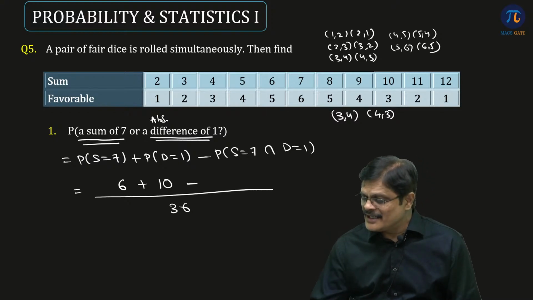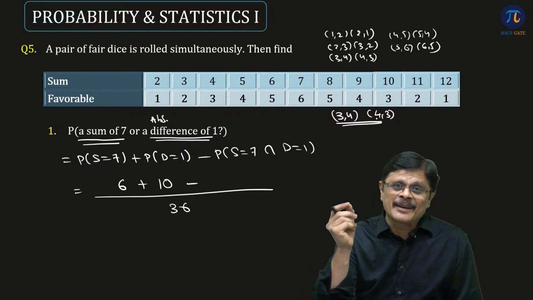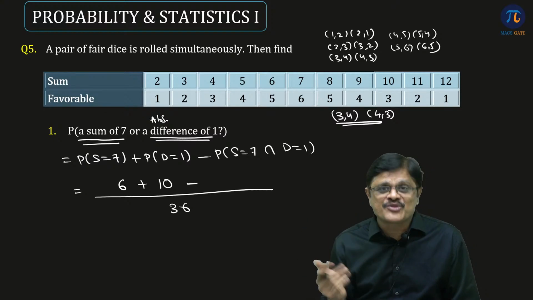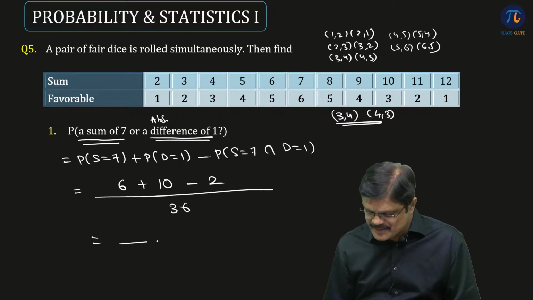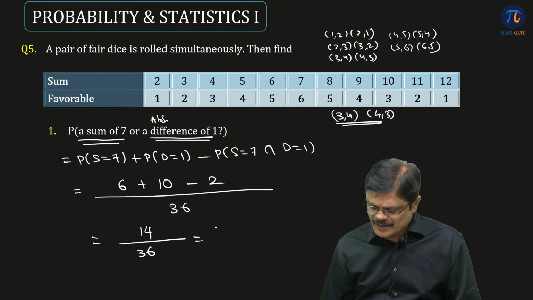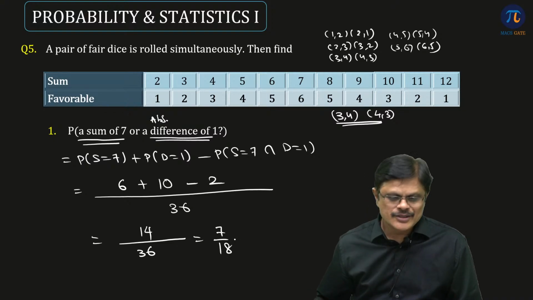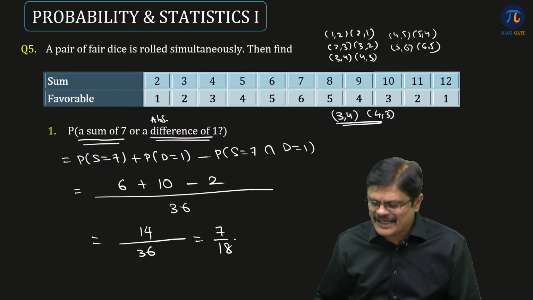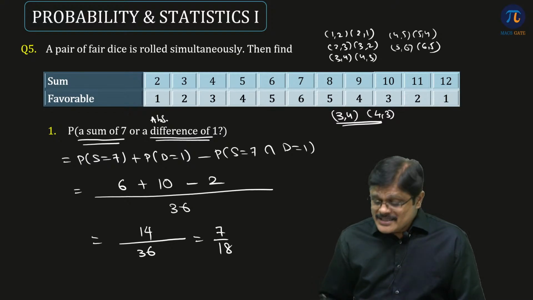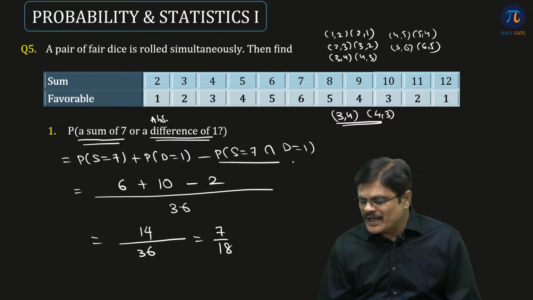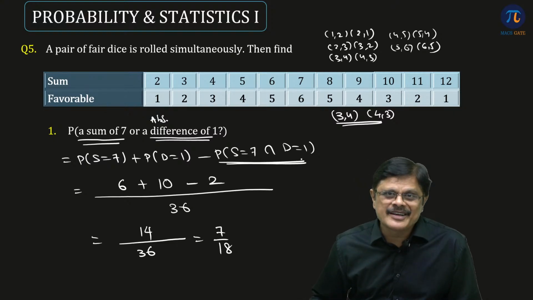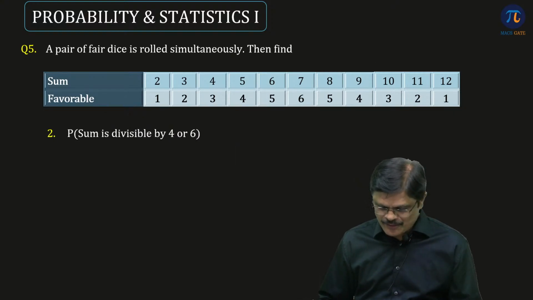And how many cases where both the sum is 7 and the difference is 1? 2 cases. So what is the probability for this, my dear friends? 6 plus 10 minus 2, that is 14 upon 36, which is 7 by 18. So the answer for this problem is 7 by 18. See, my dear friend, when there are some common outcomes, then we need to worry about this intersection part. That plays a very, very important role.